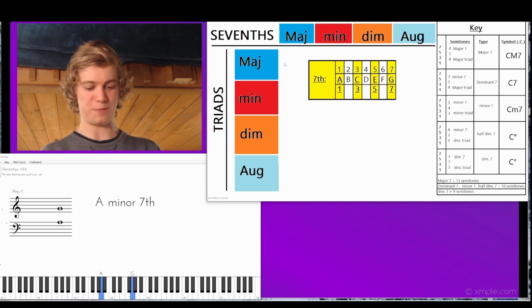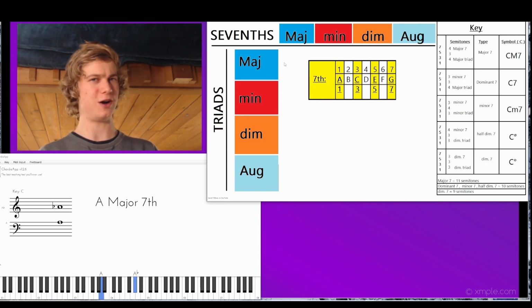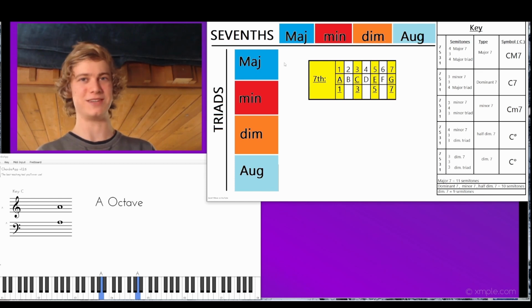So now if we go back to our minor, we go up to that major, if we go up one semitone from our major, now we have an augmented 7th. But that is more commonly known as an octave. But sometimes in harmony, you'd be thinking about this as an augmented 7th.